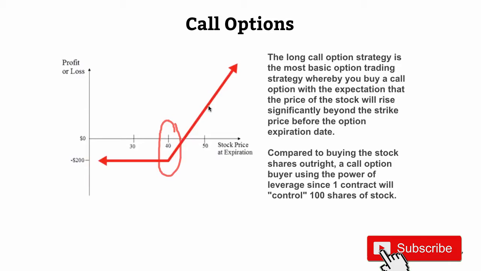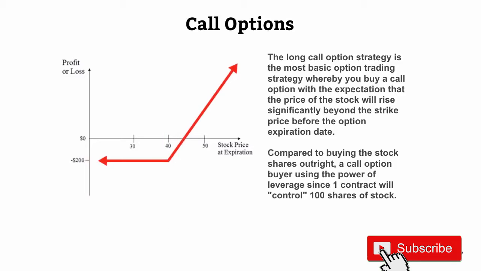Now, your expectation, obviously, is that the stock price is well beyond the 40 price at some time in the future before expiration date. So if right now the stock price is, let's say, $30, you're hoping that it's beyond $40, because that's your strike price, and it's beyond that price point in the future for you to make money.